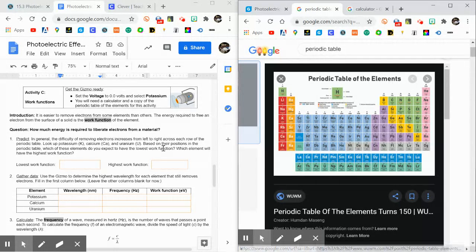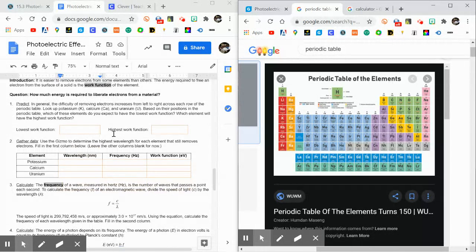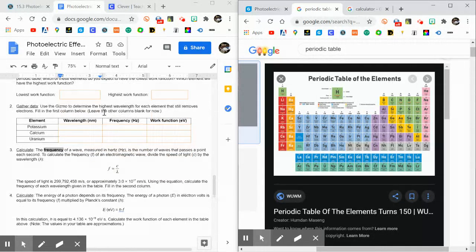Based on their positions in the periodic table, which of these elements do you expect to have the lowest work function? Which element will have the highest work function? So based on this, decide which one is going to have more energy required to take away an electron, and which one is going to have less. So write your predictions.